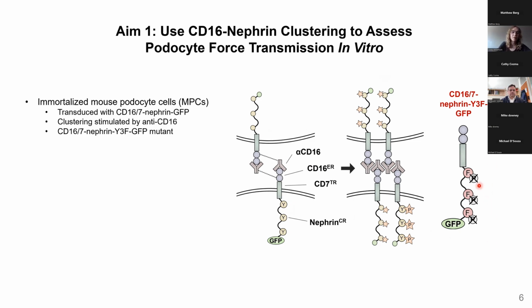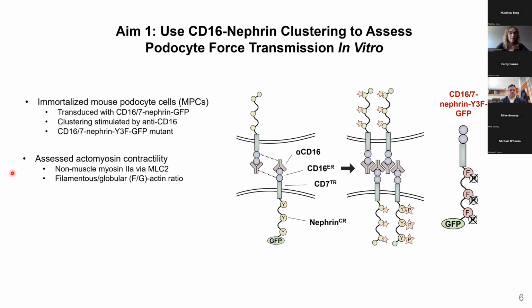We then assessed several signals involved in contractility, actomyosin contractility specifically. One of the primary methods of contractility in podocytes is non-muscle myosin 2A, and we assessed myosin light chain 2 for this metric. We also assessed the filamentous over globular actin ratio to determine how much actin polymerization is actually going on and how stable it is.